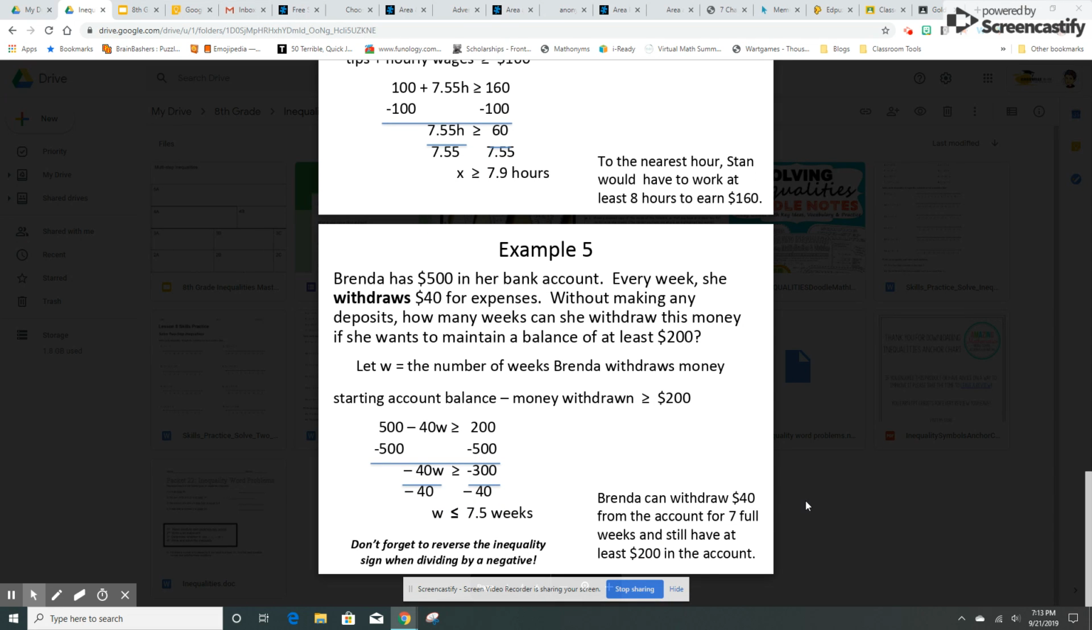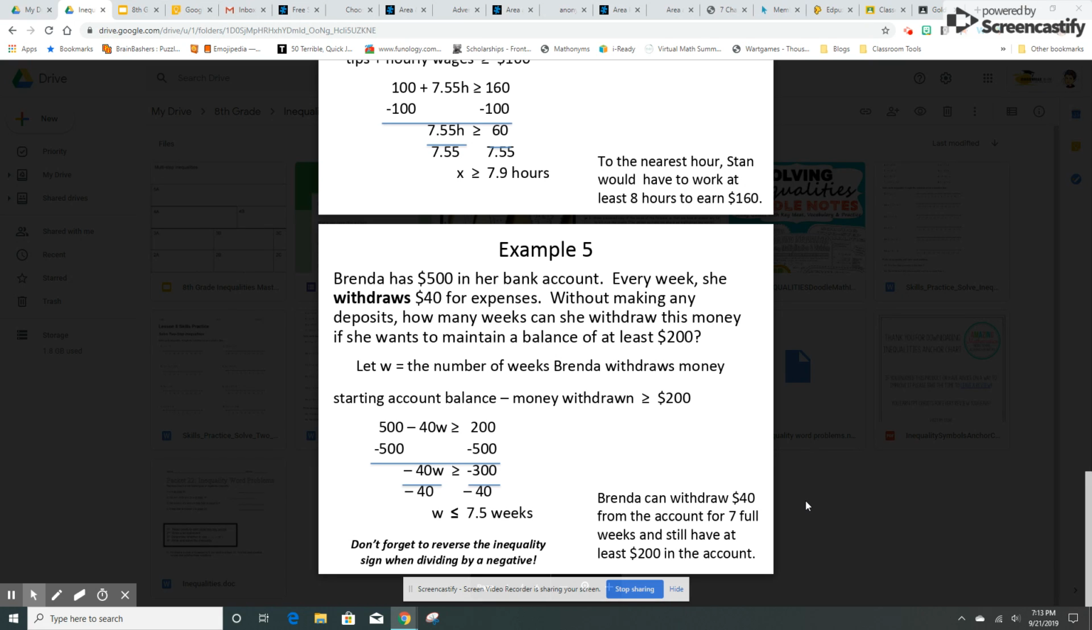Example 5. Brenda has $500 in her bank account. Every week she withdraws $40 for expenses. Without making any deposits, how many weeks can she withdraw this money if she wants to maintain a balance of at least $200? So $200 is my least amount, so my account balance minus my money withdrawn is going to be greater than or equal to $200.